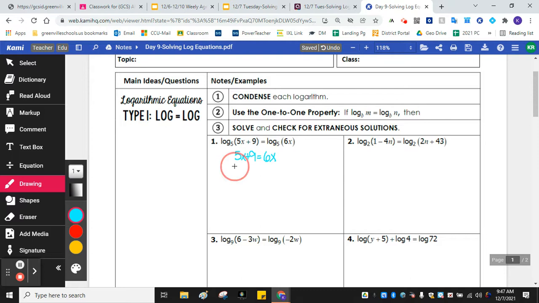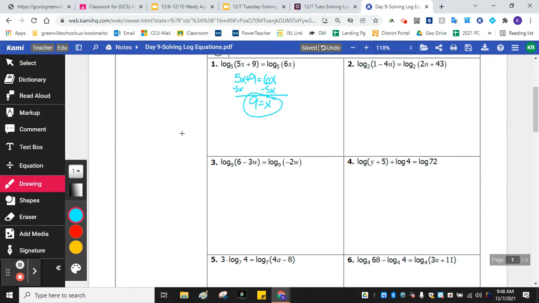Subtract over 5x. 9 equals x. Check your answer. You can plug it in and make sure the left side equals the right side. Same thing on this side. Set them equal to each other, just the insides of what you're taking the log of.